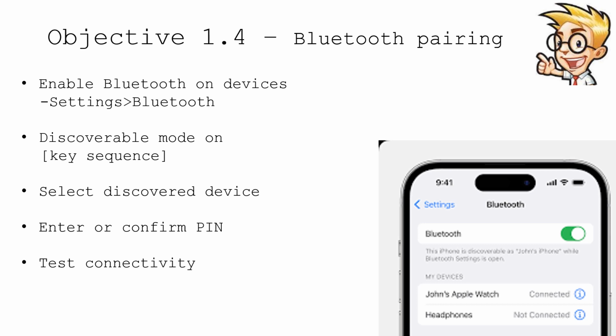And here's a slide with the recap of all of those steps. So you'll have to turn on Bluetooth mode. Usually it's in settings, in Bluetooth, across iOS or Android. Sometimes you'll have a key sequence or a password. You have to turn it on and be discoverable. It might be a sequence of pressing buttons or turning something on. You might have to confirm a code or a PIN back from that device, and then you should connect and test the connectivity.